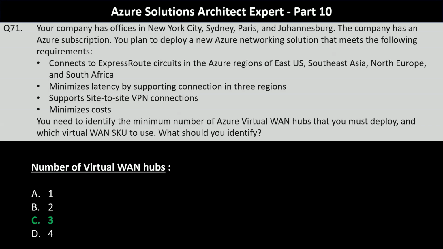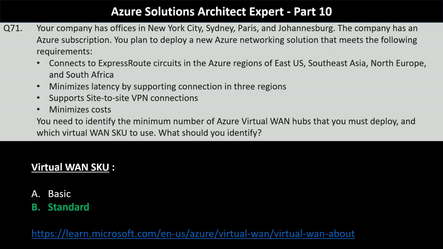Each virtual WAN hub can connect to an ExpressRoute circuit, so having hubs in strategic locations allows you to utilize this feature effectively. By deploying hubs in 3 different regions, you can provide optimal routing and minimize latency for connections from the offices in New York City, Sydney, and Paris, which is one of the requirements. Now, the next part of the question is talking about the virtual WAN SKU, and the options are Basic or Standard. And folks, the Basic SKU doesn't support ExpressRoute, so you have to choose the Standard SKU in this case.